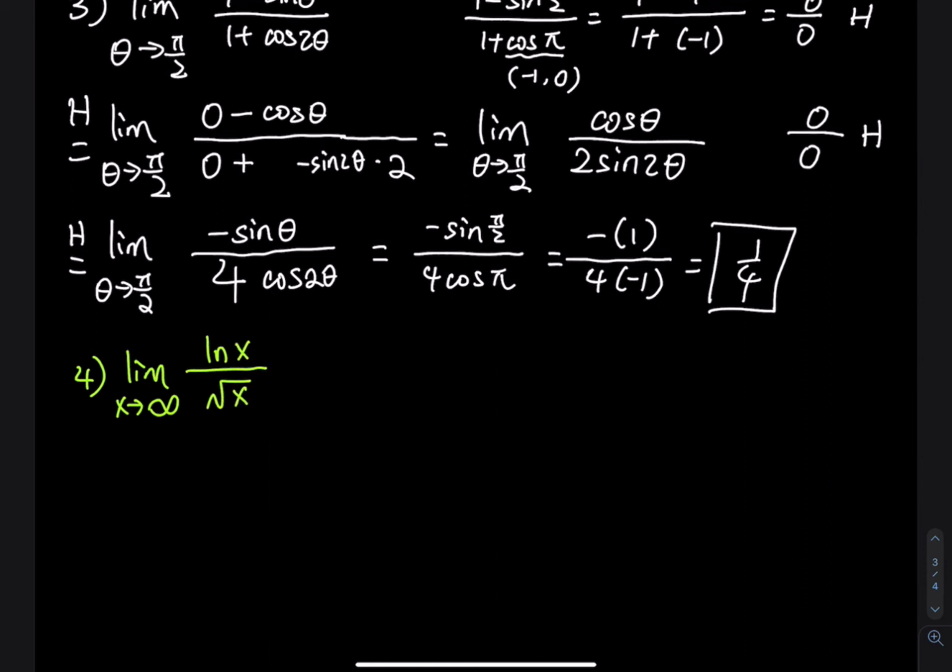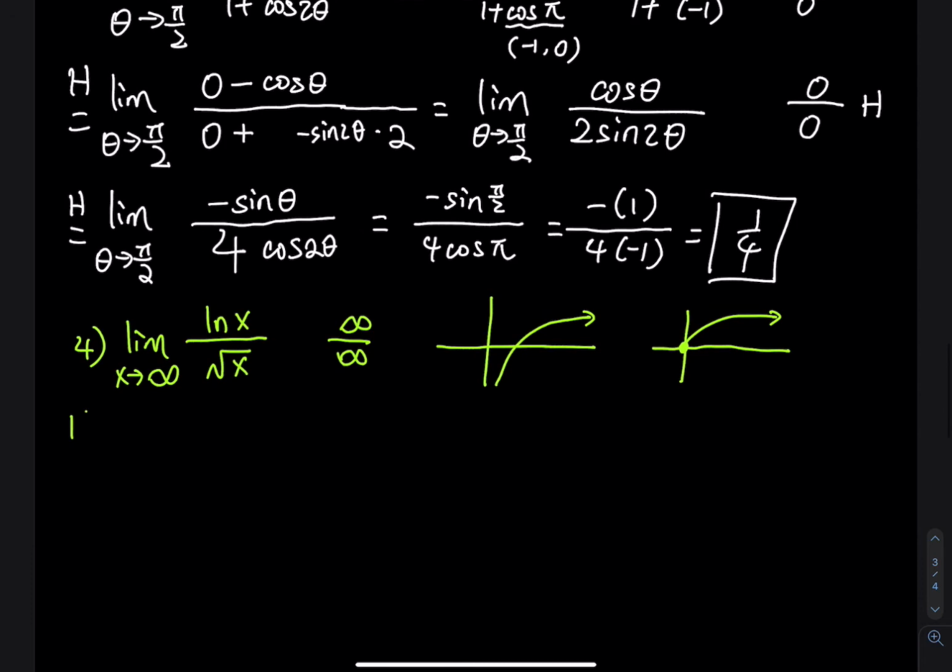So ln x, the graph is this. As x goes to infinity, y goes to infinity. And the square root function, this is the graph. As x goes to infinity, y goes to infinity. So therefore, we have infinity divided by infinity. So that is L'Hopital's rule. So we have L'Hopital's rule.